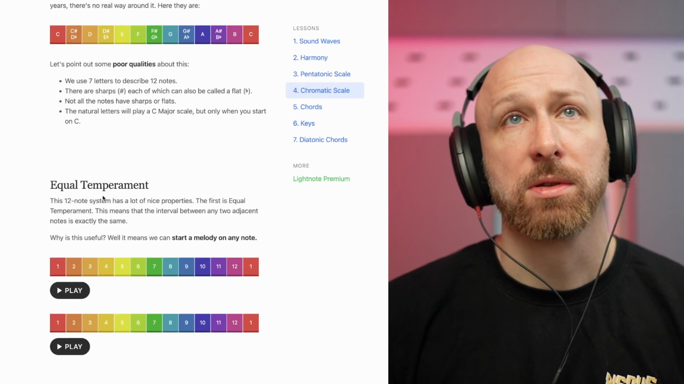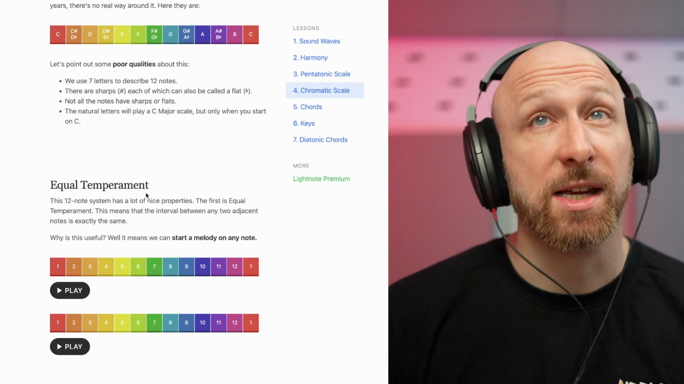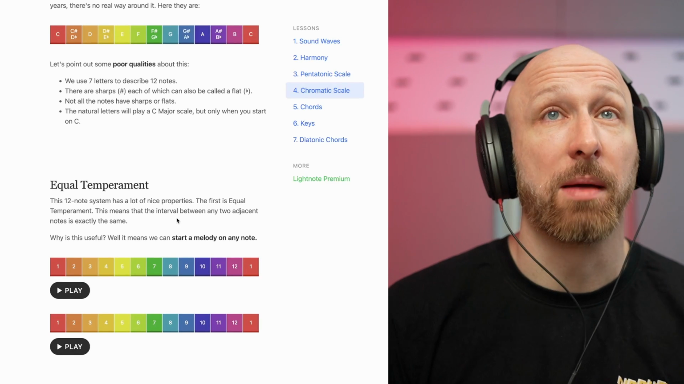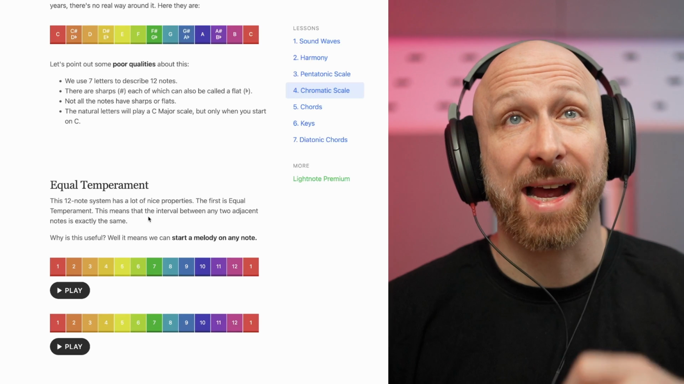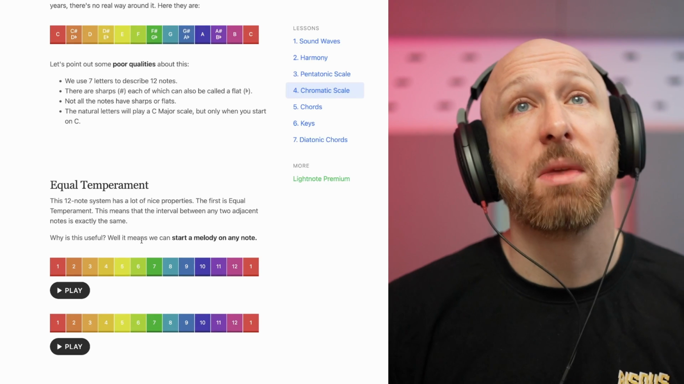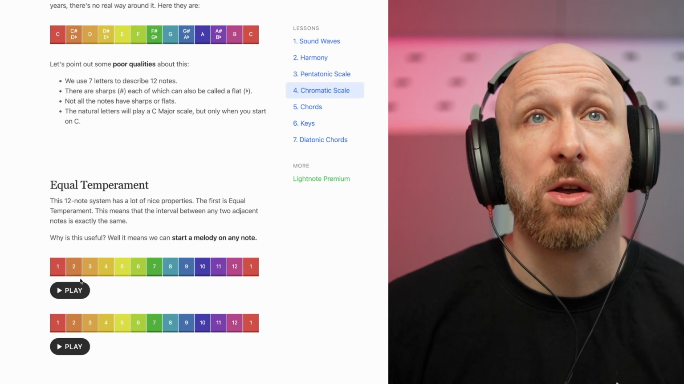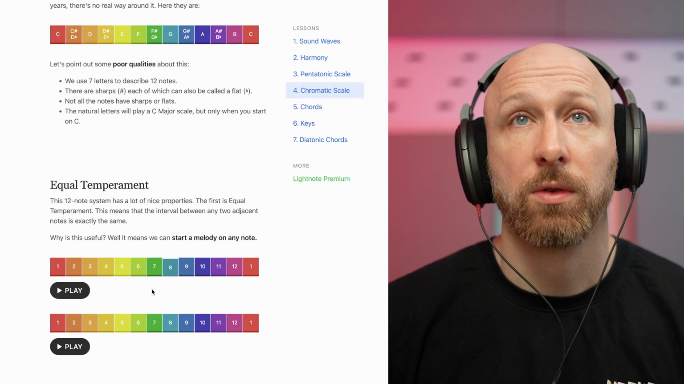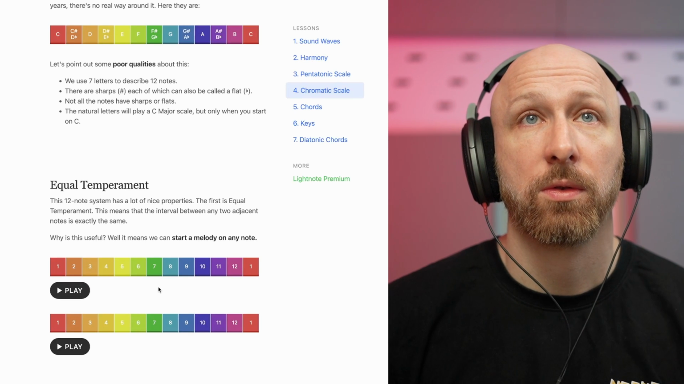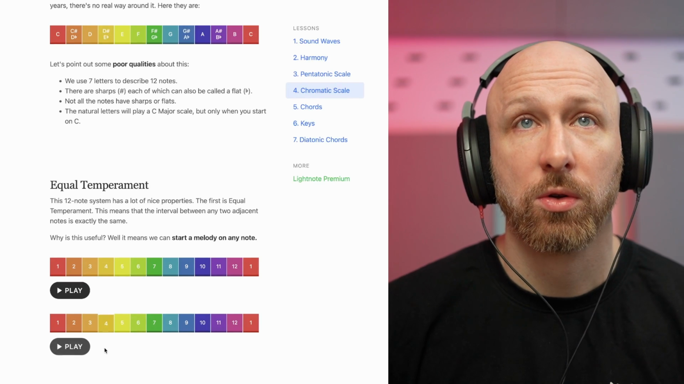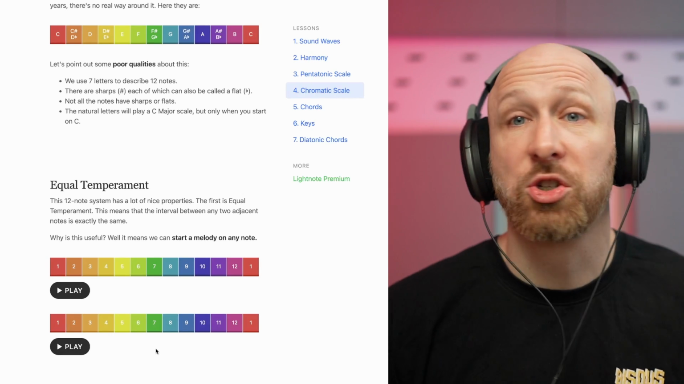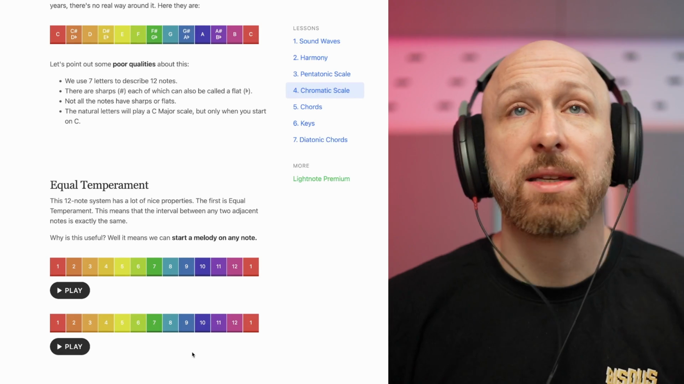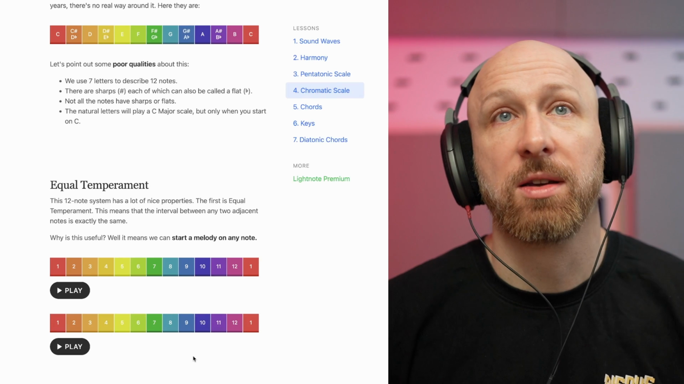Now, equal temperament. This 12-note system has a lot of nice properties. The first is equal temperament. This means that the interval between any two adjacent notes is exactly the same. Why is this useful? Well, it means that we can start a melody on any note, or on a different note. Exactly, the shape always stays the same. Every melody is just a shape, and you can start in different places.